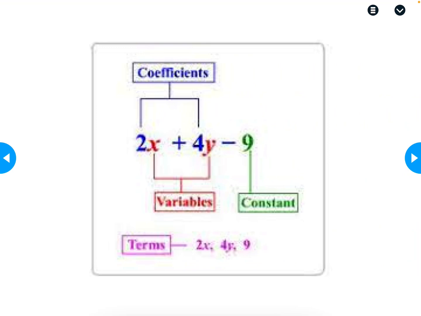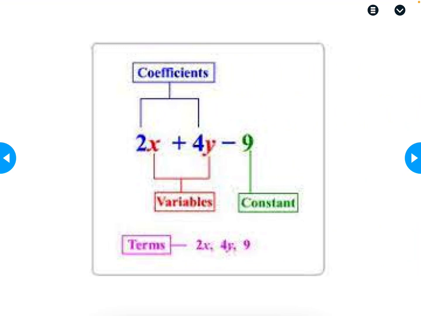The other things that we learned about is that a number that's all by itself with no variable attached to it is called a constant. So in this example, the 9 is a constant. It's all by itself. The 2 and the 4 are called coefficients.